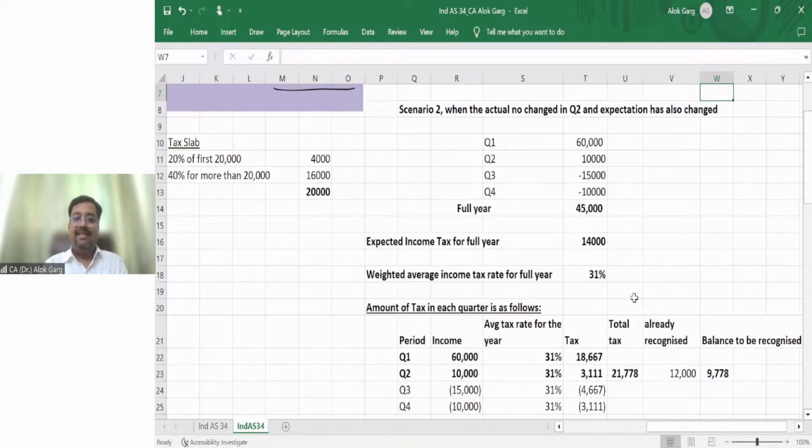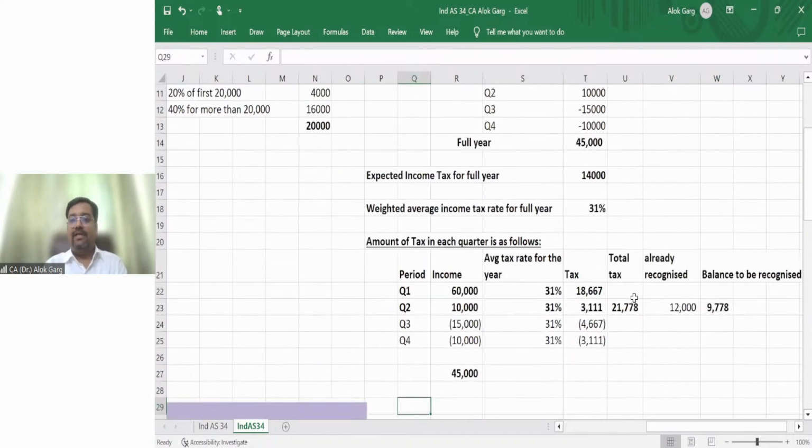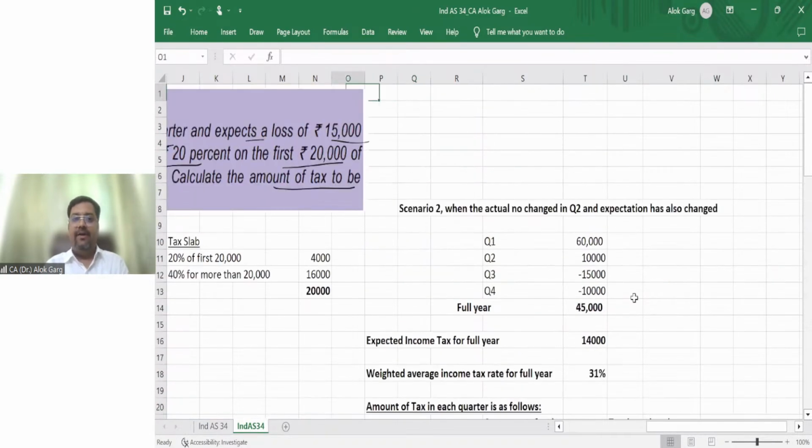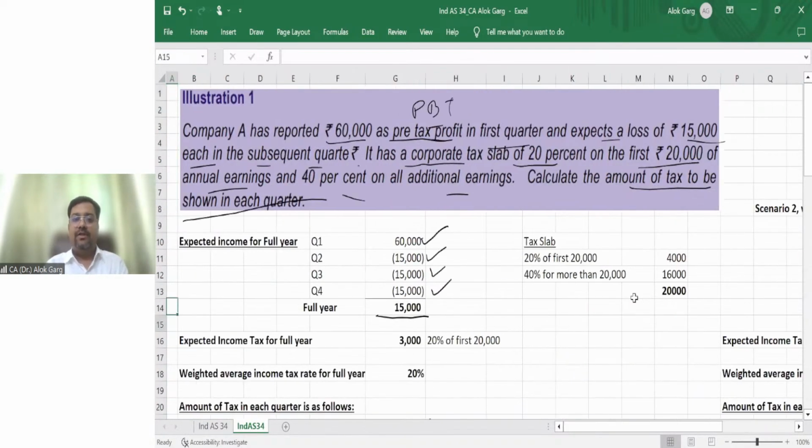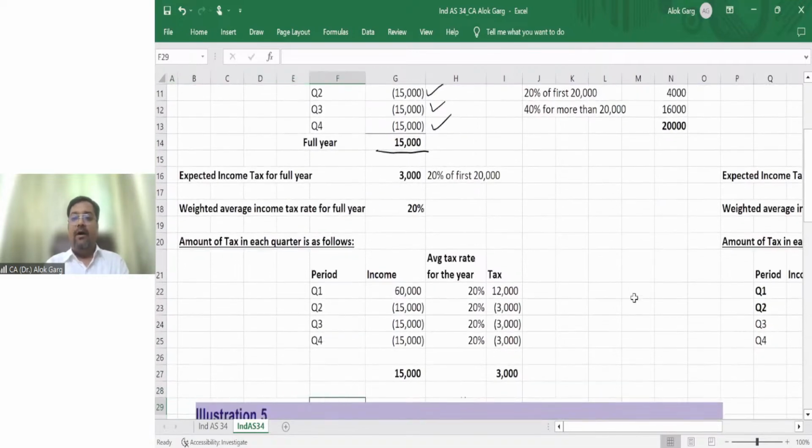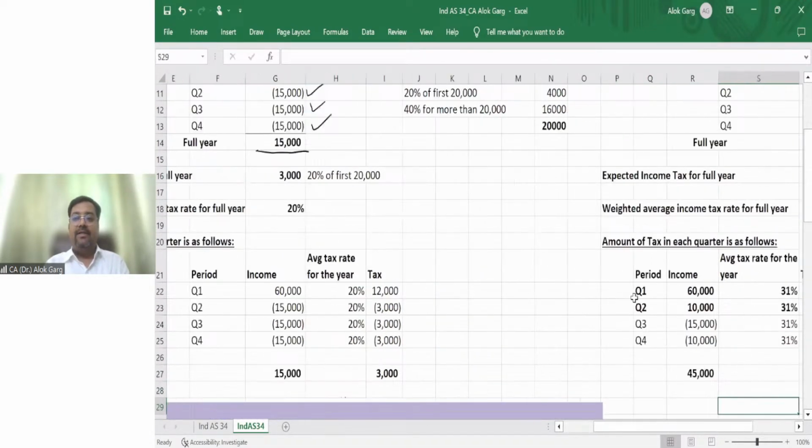I hope with this scenario number 2, which is the second scenario which I have made myself, it is not in the institute illustration. I hope now you have cleared about the concept of recognition of taxes.